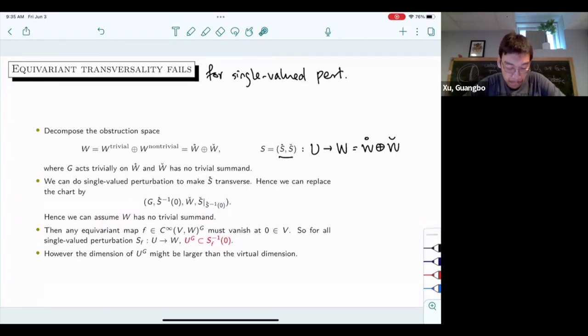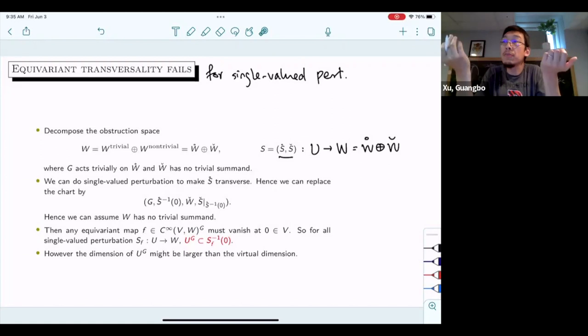So under this setting, another easy consequence is that any equivariant smooth map between these two representation spaces must vanish at the origin. So if you consider all possible single valued perturbations, then no matter how you perturb this section, the symmetry will force this fixed point locus to always be contained in the zero locus of the perturbation.